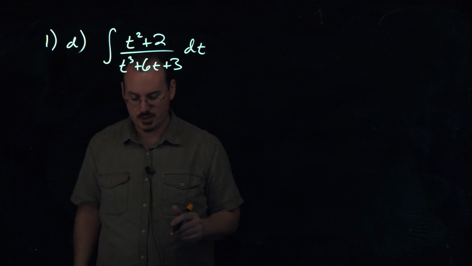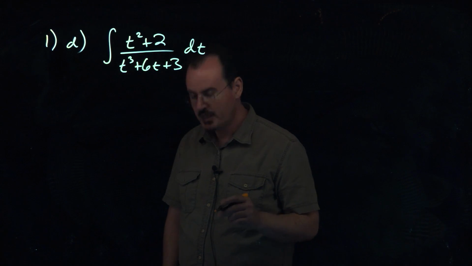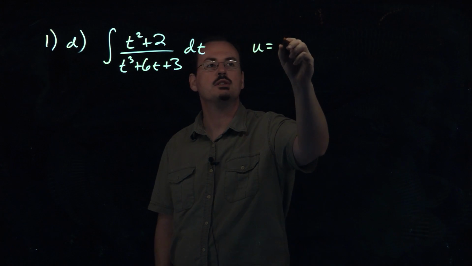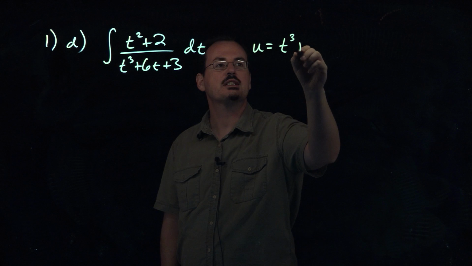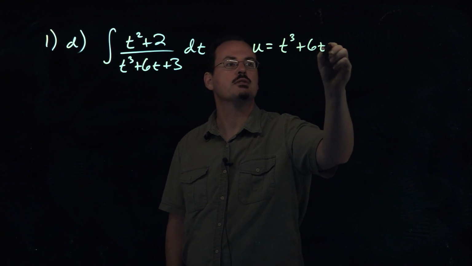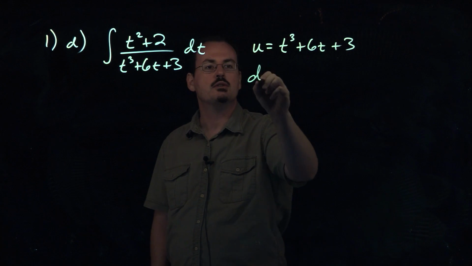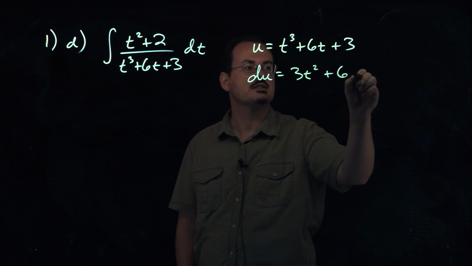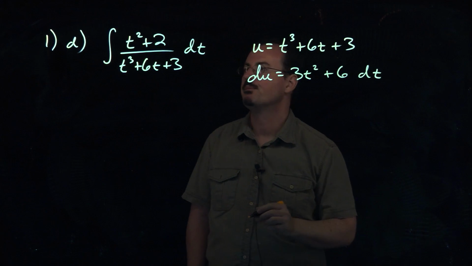Doing problem 1D, section 7.2. Another substitution, we'll let, in this case, u be the denominator, so t to the third power plus 6t plus 3. So du, the derivative of that, is 3t squared plus 6 dt.